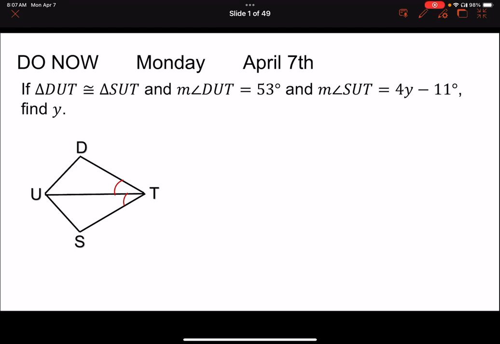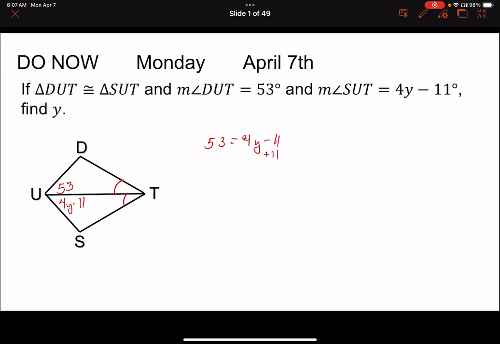Okay, for our do now today, you have to notice that the triangles are congruent and the measurement of angle DUT is 53 degrees and the measurement of angle SUT is 4y minus 11. Since the triangles are congruent, we know that those two angles are congruent, so we can say that 53 is equal to 4y minus 11.